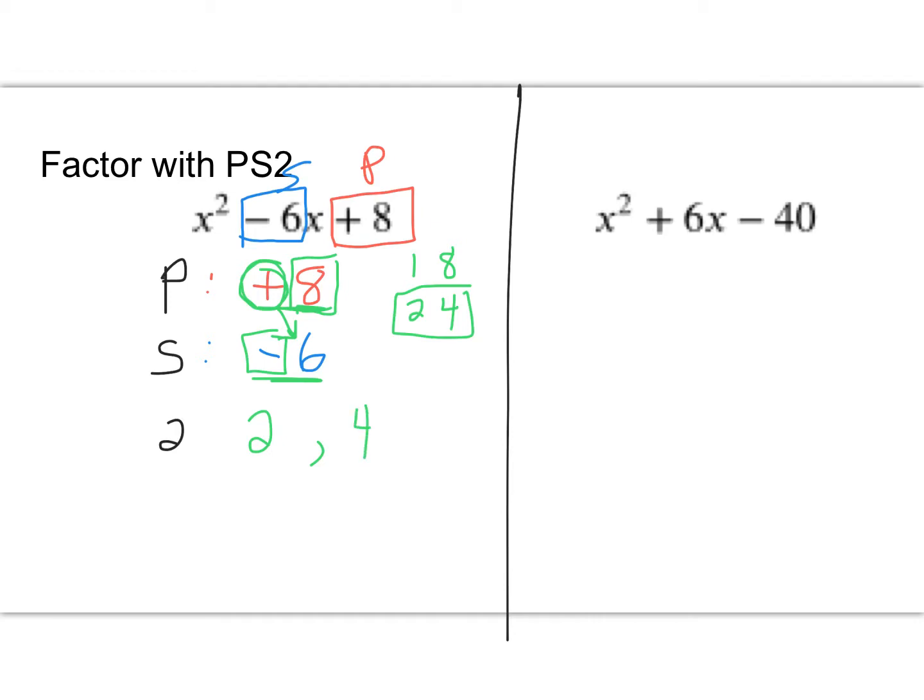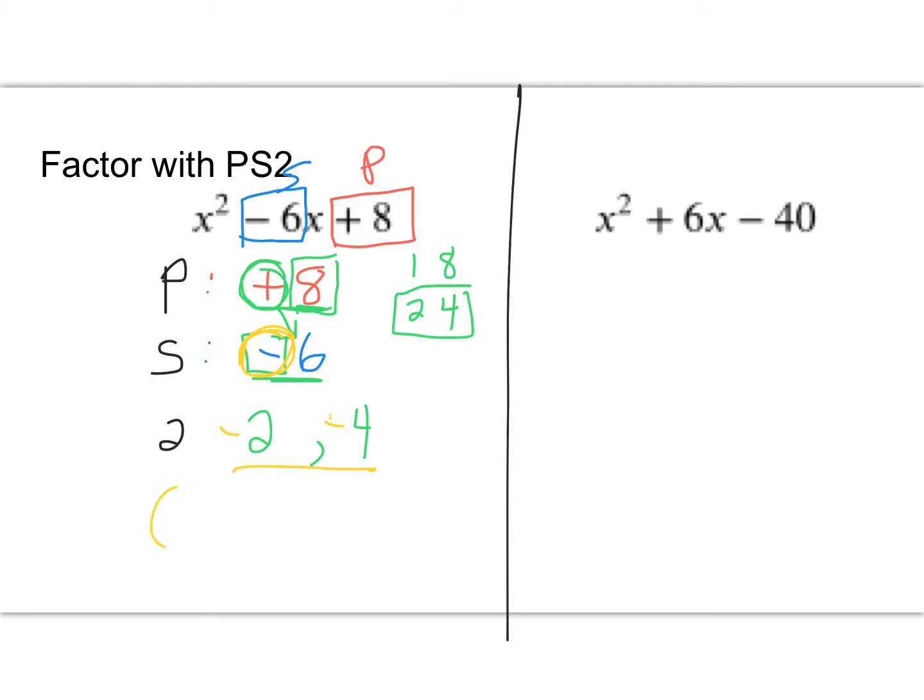Now, here's where the negative part comes in. I need these two numbers to add together to give me -6. Well, right now, if I did a +4 and a +2, that gives me +6. That's not going to work. If I did a +2 and a -4, that gives me -2 if I add them. That's not going to work. If I did -2 and +4, that gives me +2. So the only way this is going to work is if I do -2, -4. And that will give me the -6 I need.